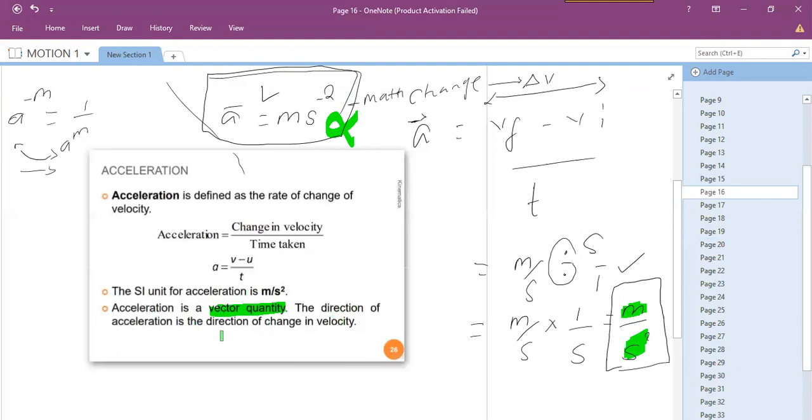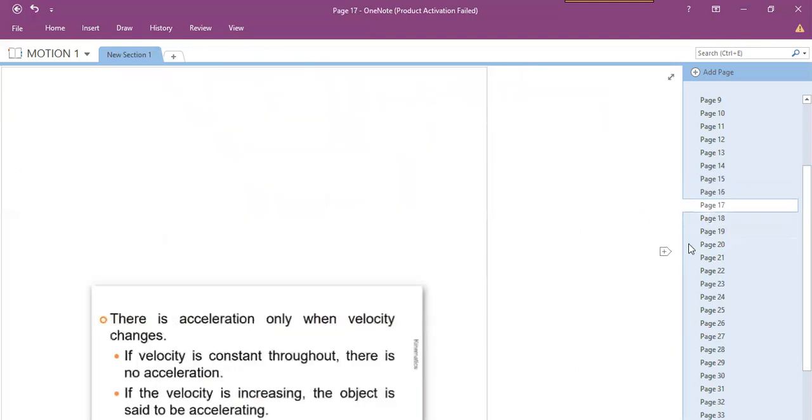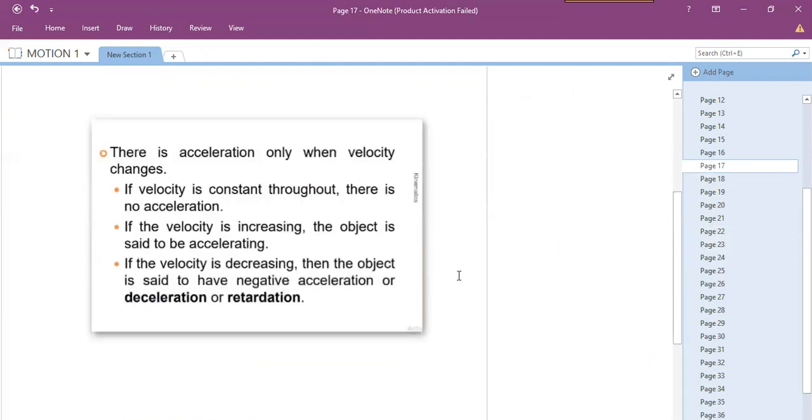And the direction of acceleration is the direction of change in velocity. So it's about final velocity minus initial velocity over the time taken. So let's try to answer some questions here.